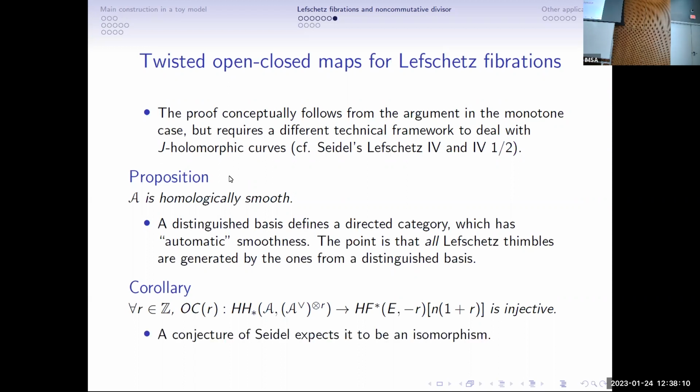And as I said before, because this category is homologically smooth, the open-closed map is injective. So there's a long-standing conjecture of Seidel, formulated more than 20 years ago, which says that this open-closed map is actually an isomorphism. So the probability is half of that.